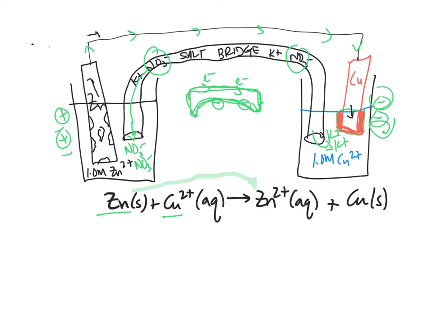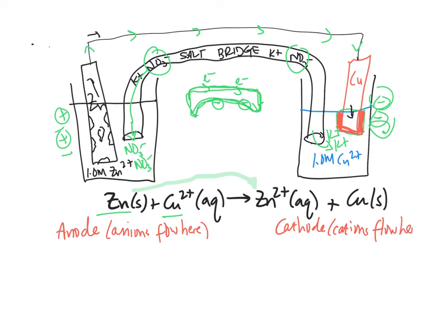So some things that we should know about, as Tyler mentioned, as negative particles flow to the zinc side, negative particles are called anions. So anions flow to the anode, right? Anions flow here. And that would make this side the cathode because cations flow to this side. So the K pluses are traveling to this side.